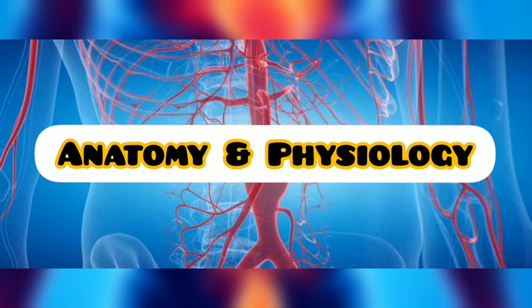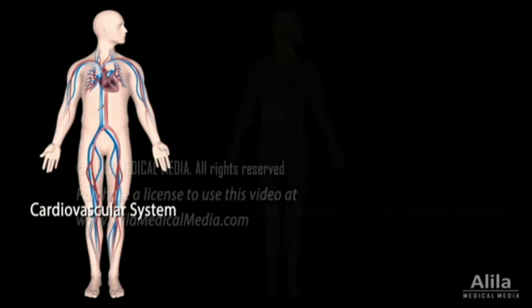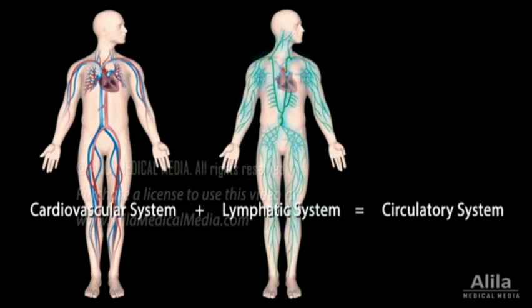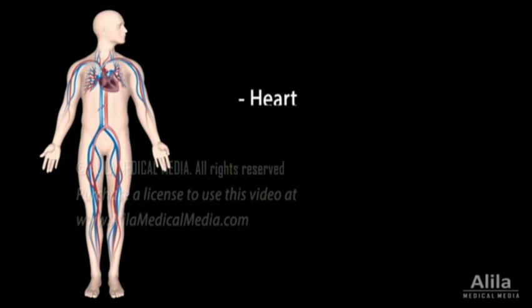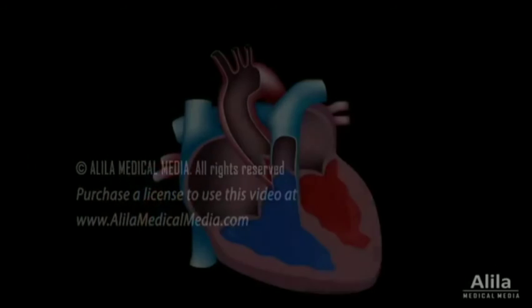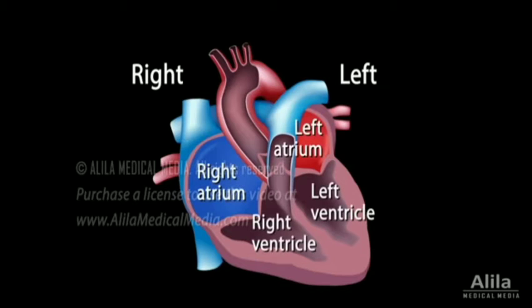For anatomy and physiology. The cardiovascular system is part of the circulatory system that circulates blood. The circulatory system also includes the lymphatic system, which circulates lymph, but the terms circulatory system and cardiovascular system are commonly used interchangeably to describe blood circulation. The cardiovascular system consists of the heart, blood, and blood vessels. The heart is essentially a pump that moves blood through the vessels. It has two sides, each of which has two chambers.